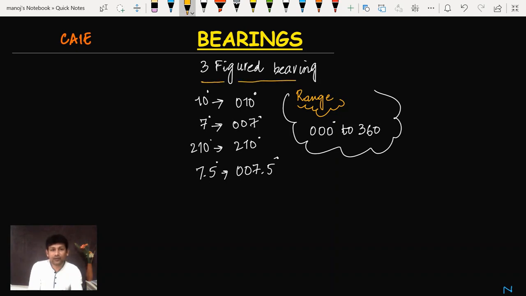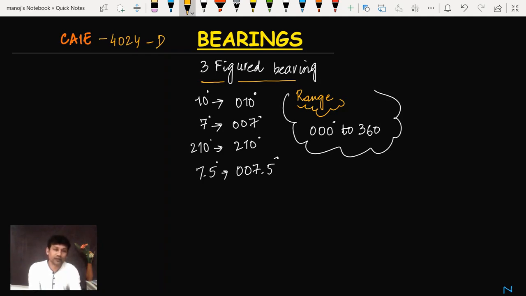Bearing is not a difficult topic in the exam. It is a part of trigonometry, and sometimes in Paper 1 there are 3 to 4 marks on bearings in the CAIE Cambridge examination, Mathematics 4024, Syllabus D.